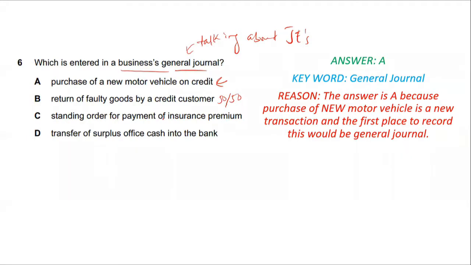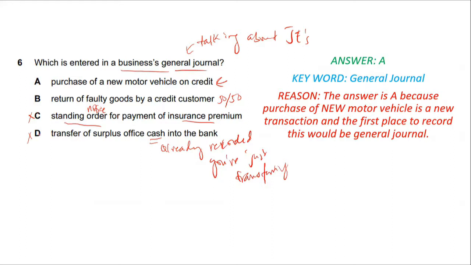Option C, standing order for payment of insurance premium. Now this is not a transaction at all. This is a standing order or notice. Let's say it's a notice from your insurance agent telling you that you need to pay your insurance premium. So this has nothing to do with journal. So option C is not the correct option. Transfer of surplus office cash into the bank. Not really. This is just a transfer. You already have this cash, probably already recorded. You are just transferring. So it's not option C and D.